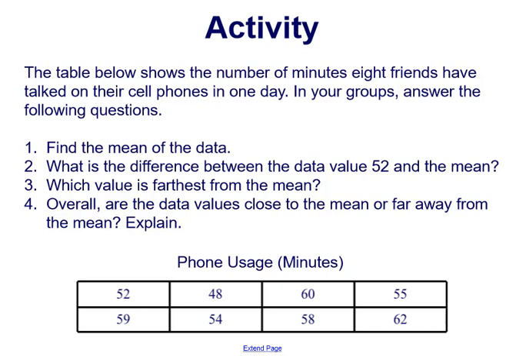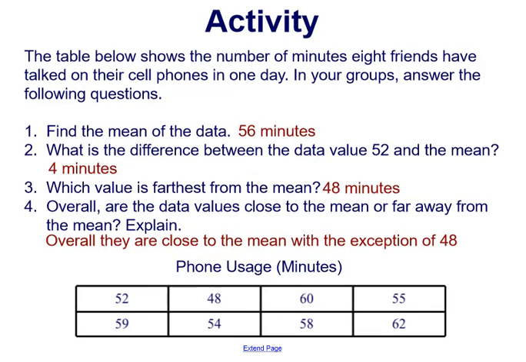Using the table to find the mean, we need to add up all of these values, find that sum, and divide by 8. That will give us 56. So the mean of the data is 56 minutes. The difference between the data value of 52 and 56 minutes is 4 minutes. Which value is farthest from the mean? Well, that's 48 minutes. That's 8 minutes away from 56.